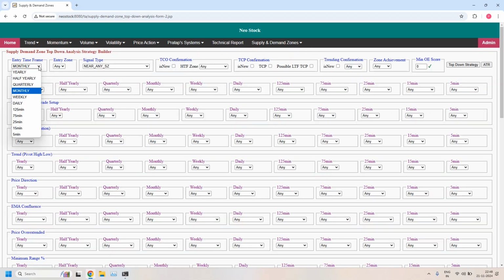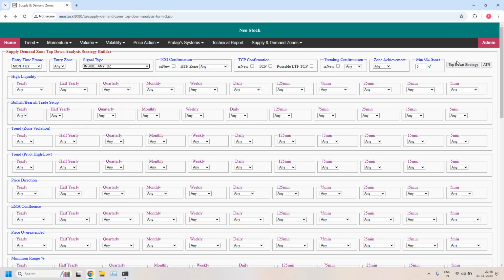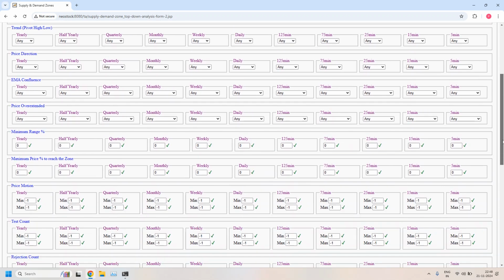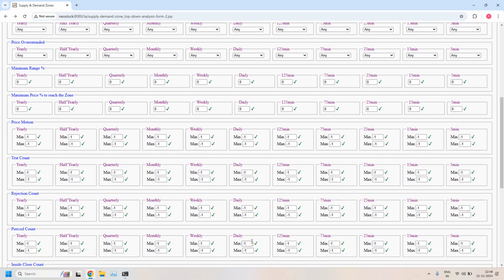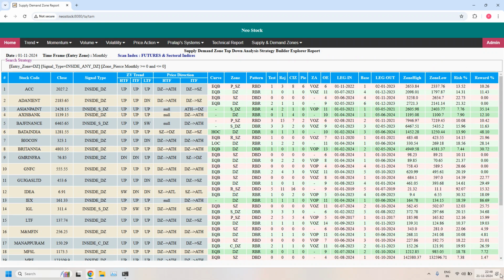Next, monthly time frame. Price closed inside the monthly demand zone, and those demand zones should not be pierced. So in the pierced count at monthly time frame, I am setting minimum value 0, maximum value 0. That means zone pierced count is 0. Pierced count 0 means zone is not pierced. Let's filter. This is the filtered list. These are the first 18 stocks.